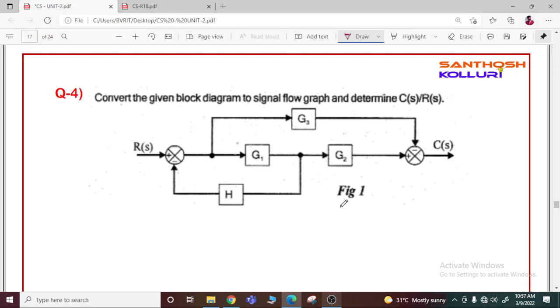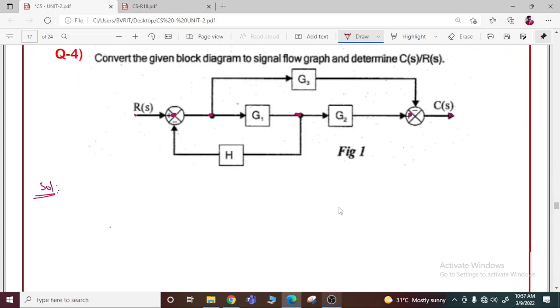Sometimes there is a chance to ask questions like this: convert the given block diagram to the signal flow graph and determine the transfer function. There is a very simple way to solve this type of problem. First of all, replace all the summing points and branch points with respect to the nodes. Here there is a summing point, a branch point, another branch point, and a summing point. So I can replace all of them with nodes.